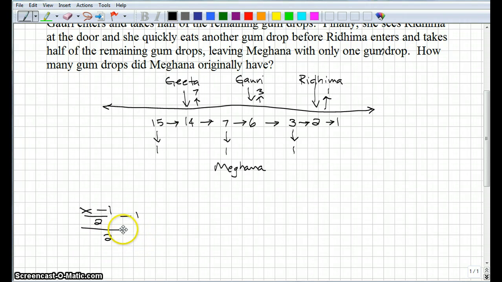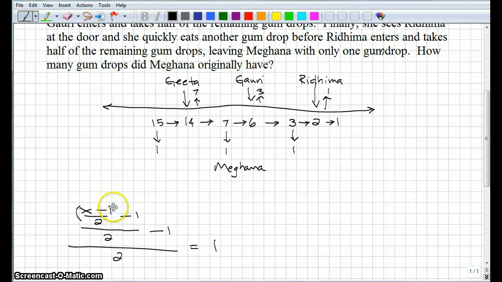had half left. Okay, these fractions get a little funny, and then right before Redima entered, she ate one, and she gave half to Redima, and then she had one left, right? So she had one. After all of that, she had one. So that looks kind of an ugly fraction.